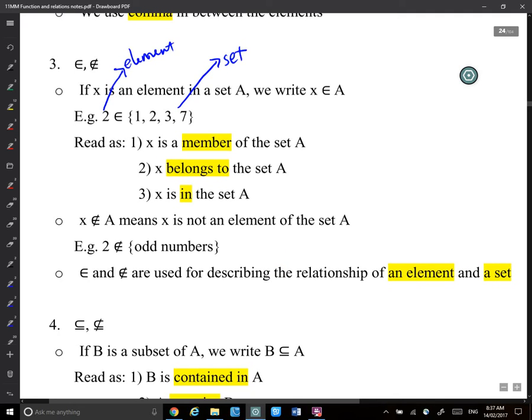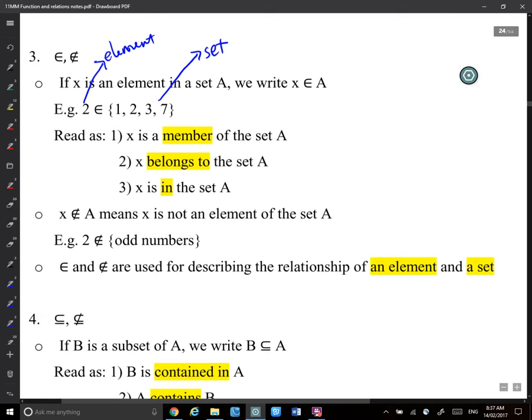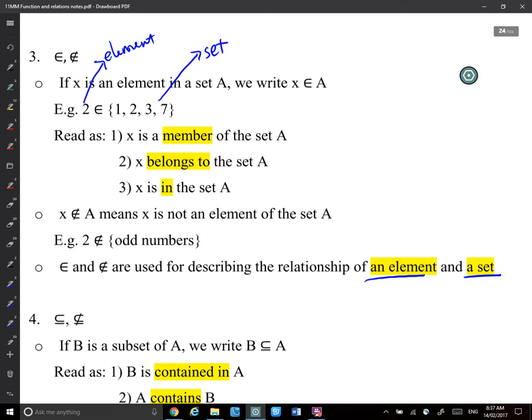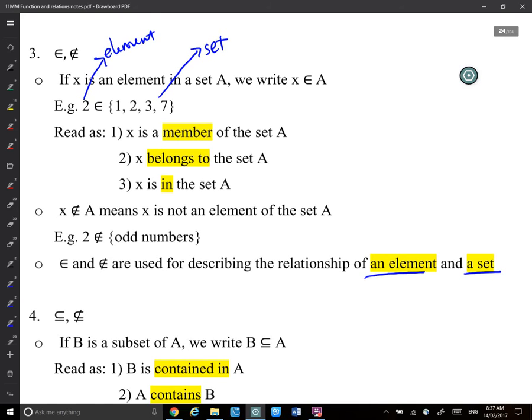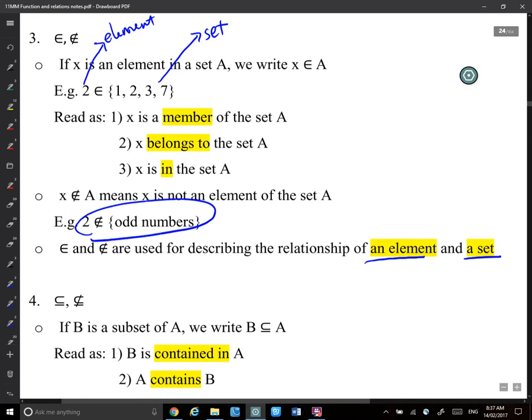So what we can see is this is used to describe the relationship between an element and the set. So the left-hand side must be an element, the right-hand side must be a set. So you cannot have a set and a set on both sides and use this sign. This symbol only connects elements and sets together. And 2 does not belong to the odd numbers, because 2 is an even number, it does not belong to the set, so it's not belongs to.